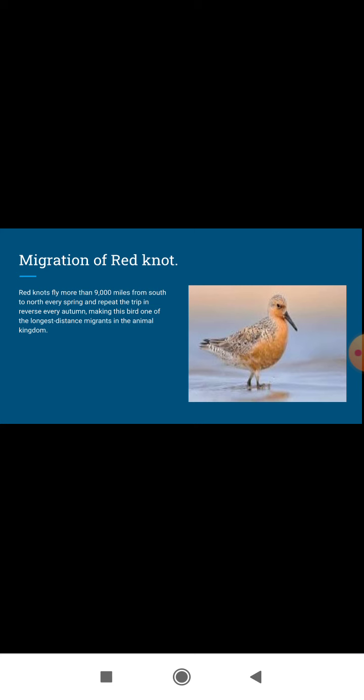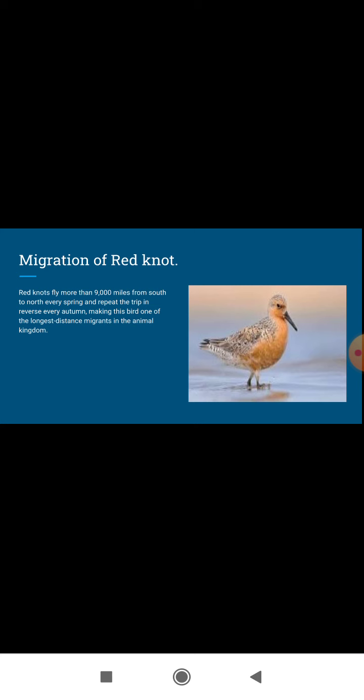Our next example is migration of red knot. Red knot is the name of a bird, and this bird is found in the southern part of America. Red knots fly more than 9,000 miles from south to north every spring and repeat the trip in reverse every autumn. So they start their migration in spring.